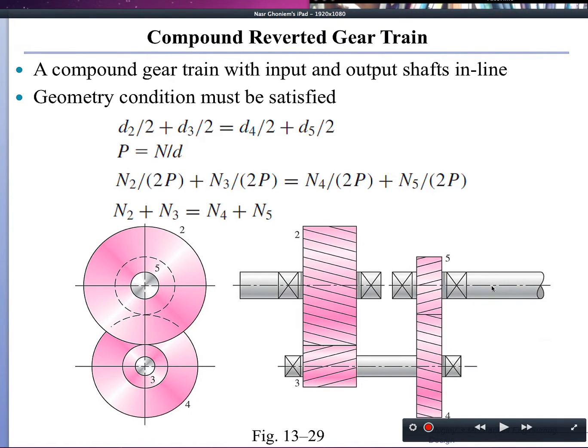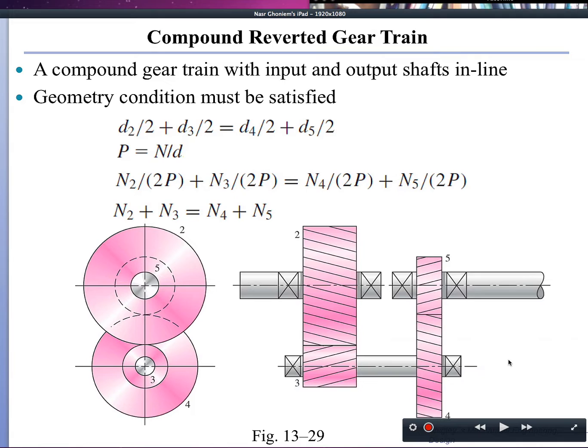The input would be here, this is gear 2, and then the intermediate shaft would have gear 3 and gear 4. These are intermediate, and the output would be gear 5. The requirement that we have is that the diameter of 2 plus the diameter of 3 must equal the diameter of 4 plus the diameter of 5.